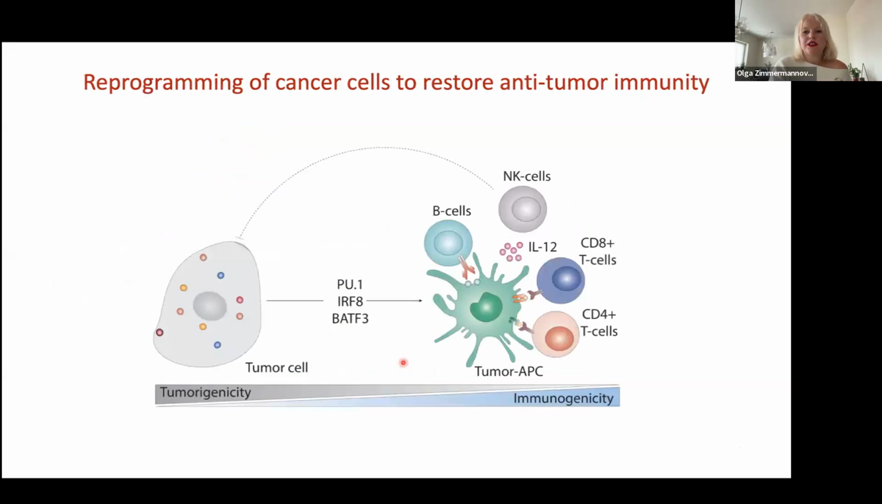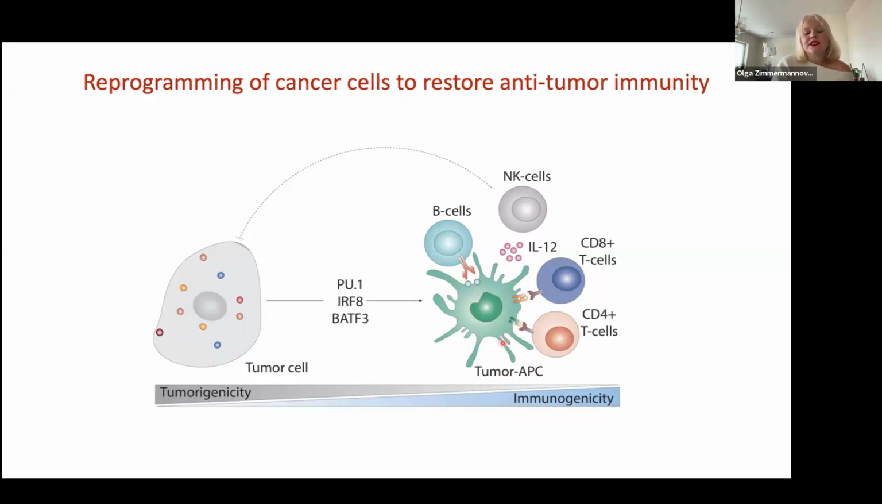In the current project, we took this concept a step further, and we aimed to overexpress these cDC1 master regulating transcription factors directly in tumor cells. This way, we would generate a very interesting cell type from the original cancer cells, so-called tumor antigen presenting cells, or as we abbreviated, tumor APCs.